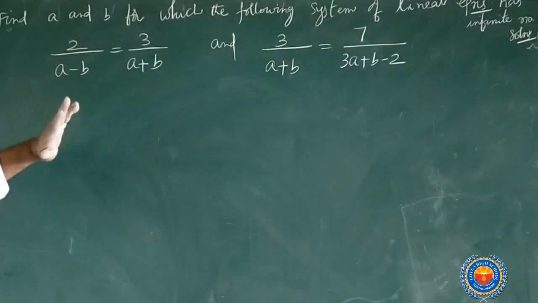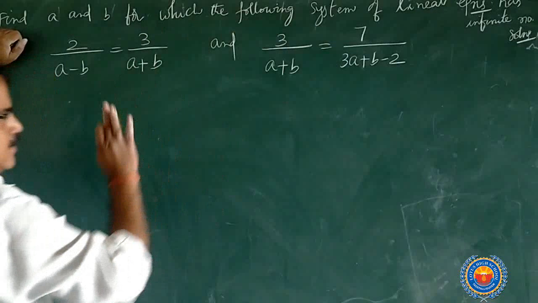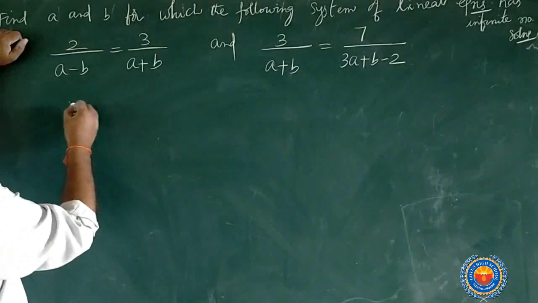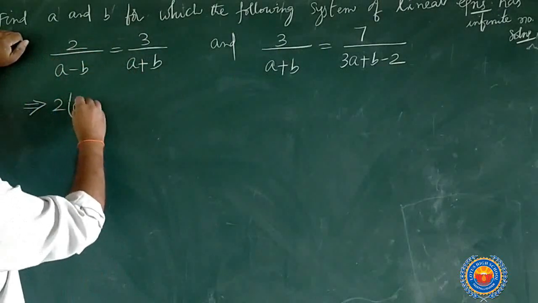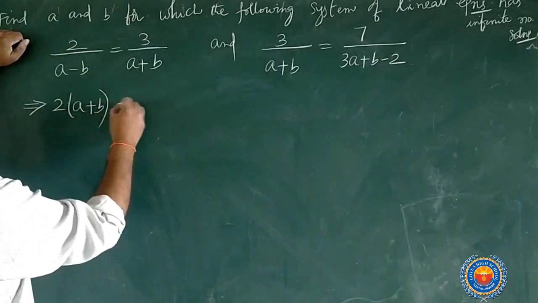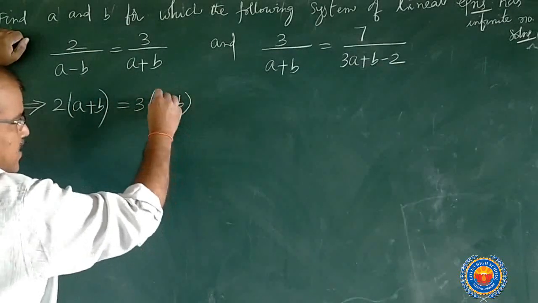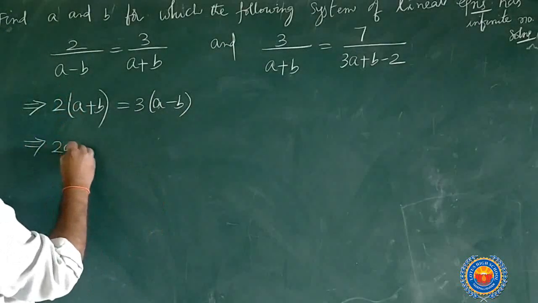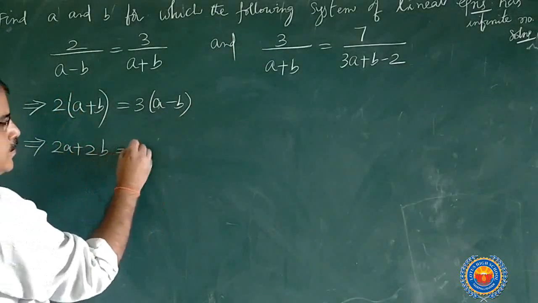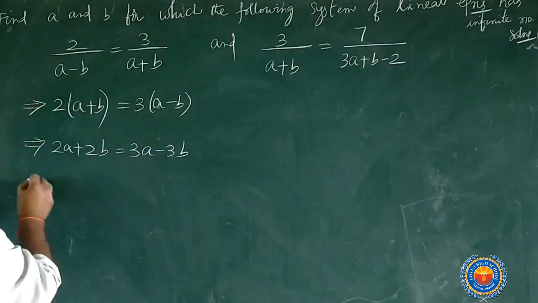Okay. Now cross multiplication. The first and second, and the second and third comparison is over. Cross multiplication: 2 into (A plus B) is equal to 3 into (A minus B). Now distributive property: 2A plus 2B is equal to 3A minus 3B.